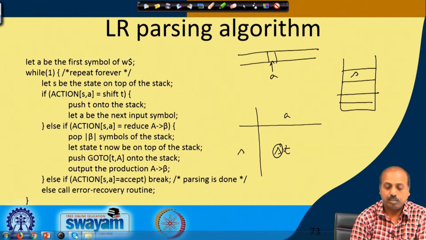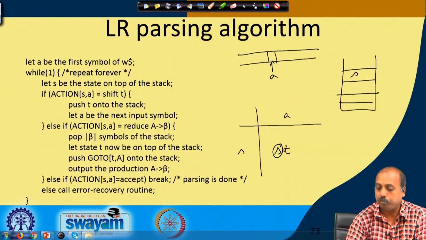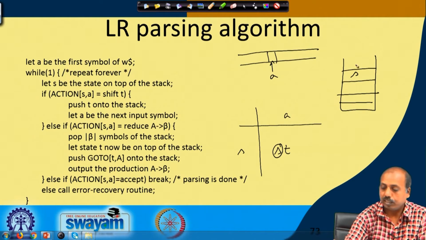So, in that case what will it do? It will push T onto the stack. So, T becomes the state on the top of the stack and the input pointer will be advanced to the next one. So, that way this pointer is advanced.